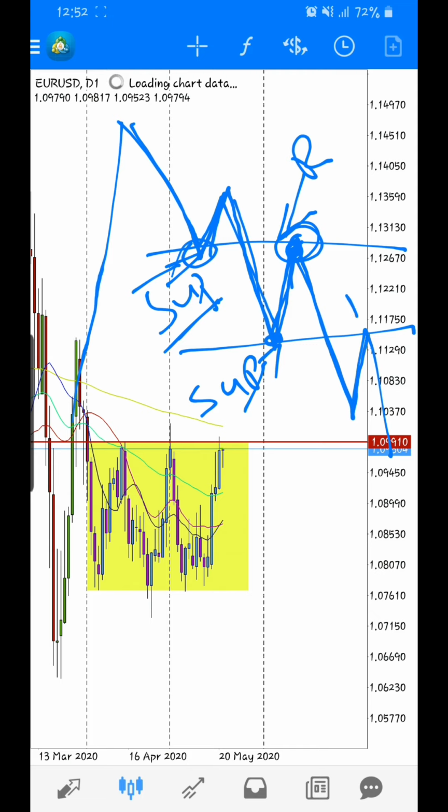This support, it is now a resistance. You see, now it starts to be a little bit funny, or trying to be a little bit weird, because now your support becomes a resistance, and the resistance becomes a support. Yes, that can happen.